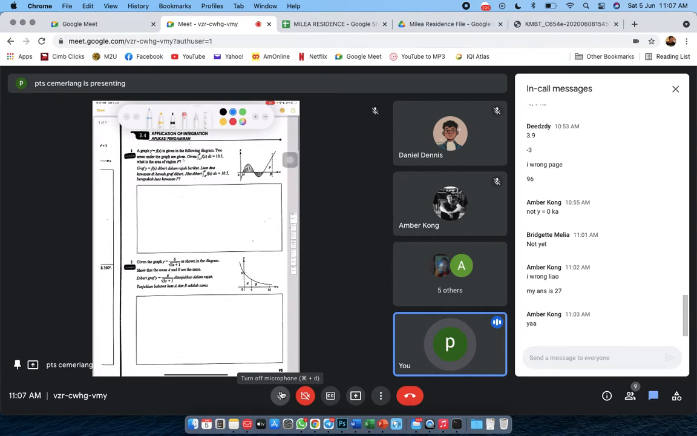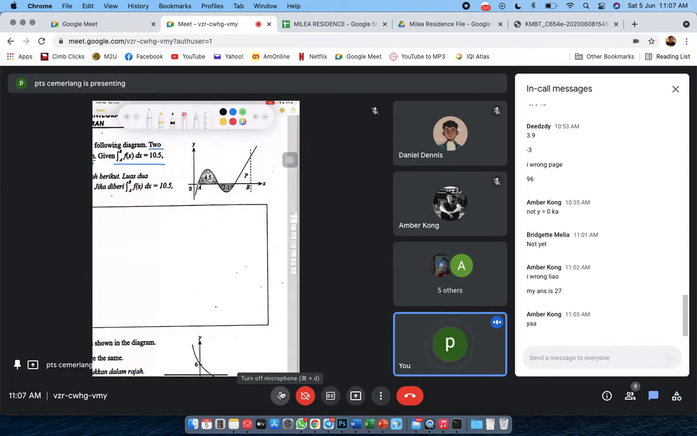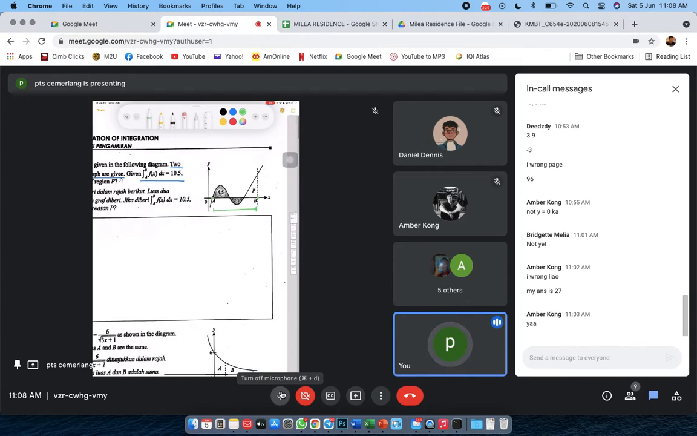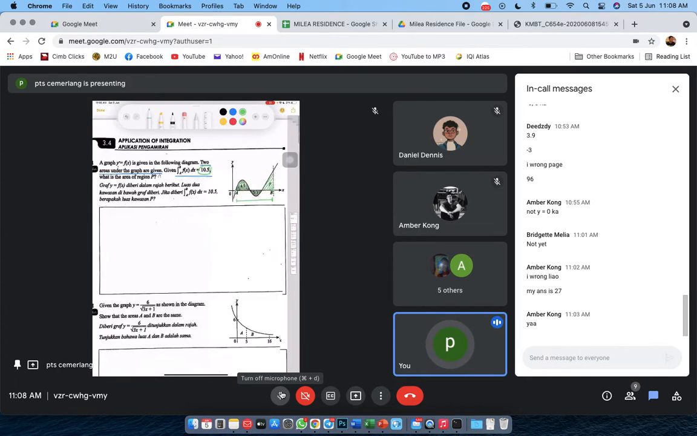First of all, kita baca soalan dia. The graph is given in the following diagram. 2 areas under the graph are given. So this one here is 10.5. So it means that you have from A until B. I'm going to make a note here. Daripada A sampai ke B, the region is 10.5. Apa maksud dia? Maksudnya sini tambah sini tambah sini, semua tu kawasan dia adalah 10.5. That is what it means.